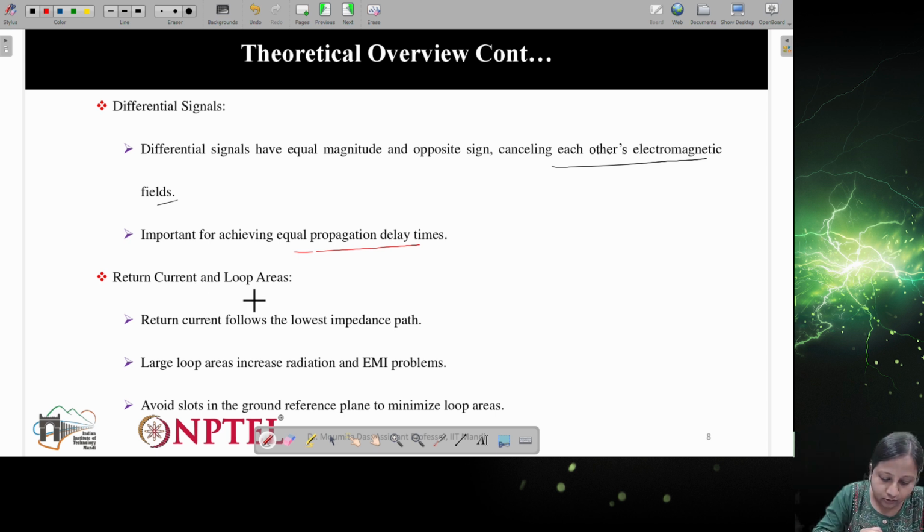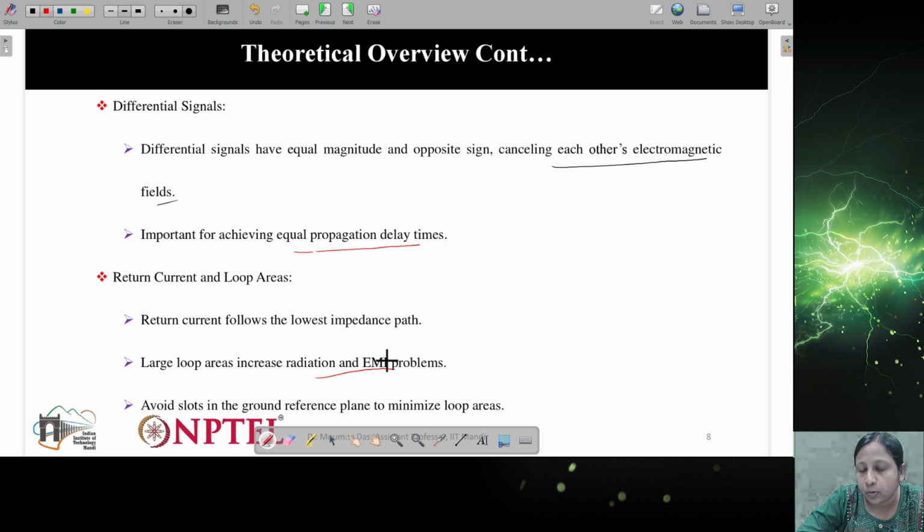Return current and loop areas. The return current follows the lowest impedance path, and large loop areas increase radiation and EMI problems. Avoid slots in the ground reference planes to minimize the loop area. So that is why this part needs to be looked after in order to provide the solution for this EMI problem, for large loop areas, increased radiation and EMI related issues.